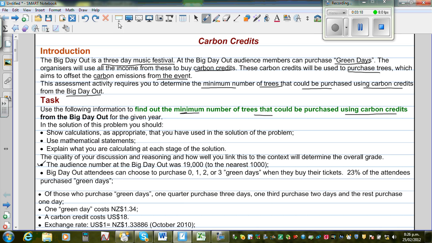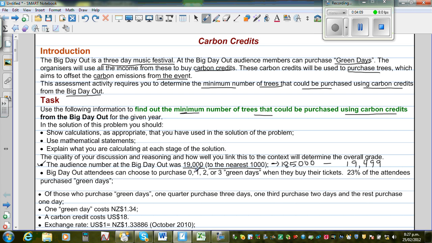The audience number for the Big Day Out was 19,000 to the nearest thousand. I'll talk about this later. So let us start with 19,000 people. This is not exact, it is rounded to the nearest thousand. So it can be any number between 18,500 and 19,499. Any number between these two could have attended. The whole calculation is also an approximation or estimation. Okay, so we'll pick this number.